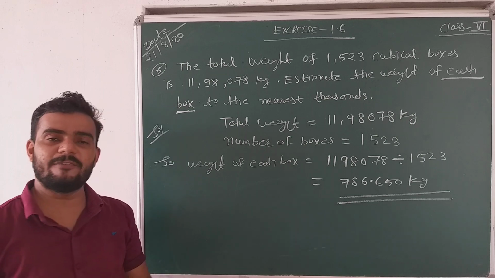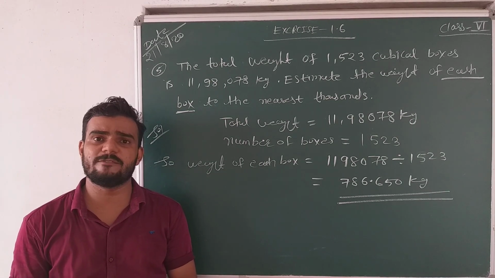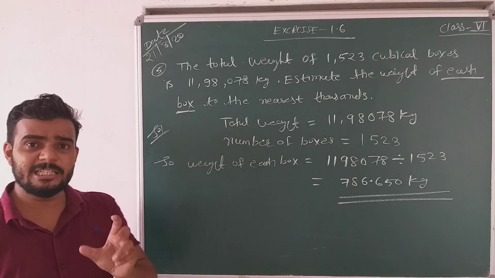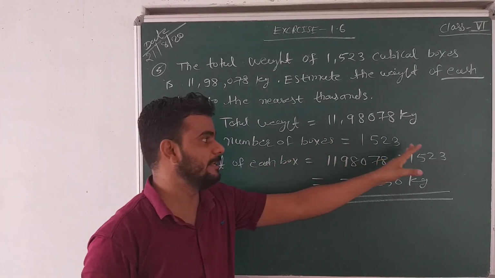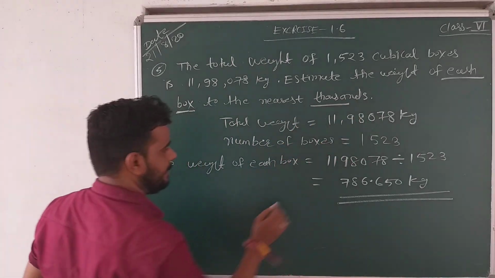So whenever we have to find the weight of each box, the cost of each pen, or each of anything in any question, then we have to divide. So this is your answer. But we have to estimate to the nearest 1,000.